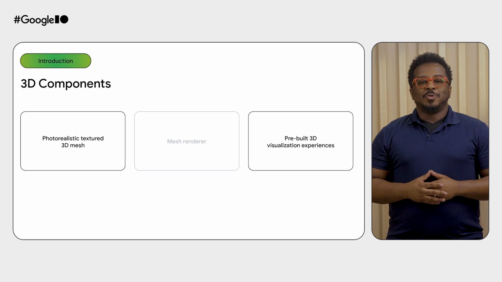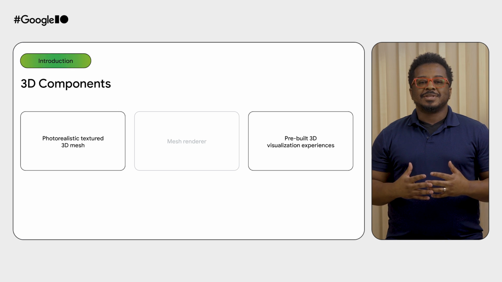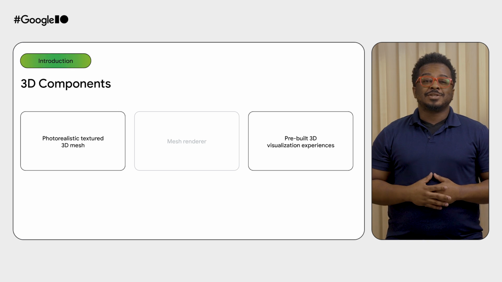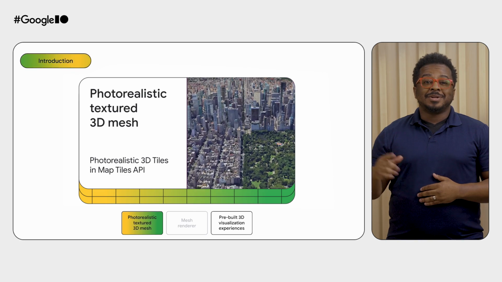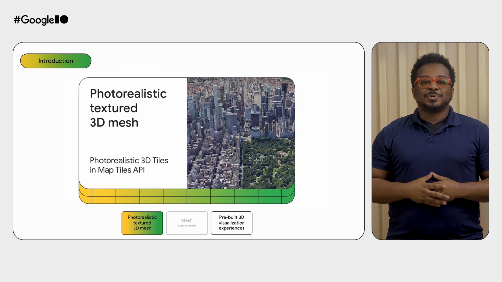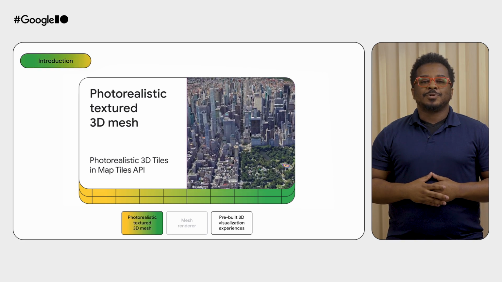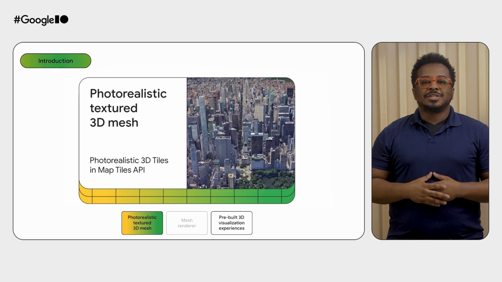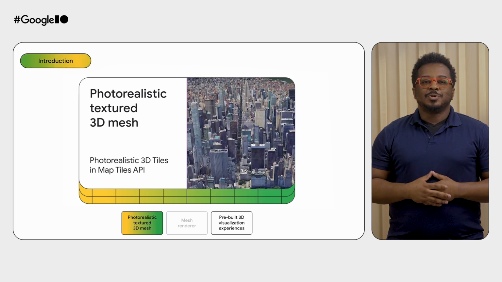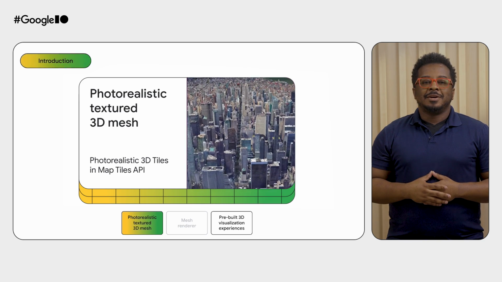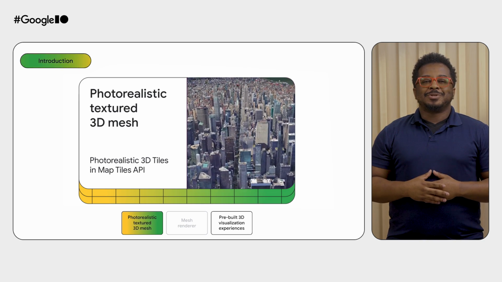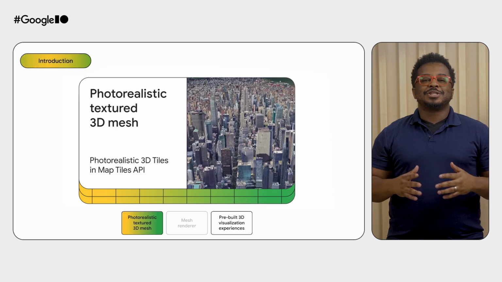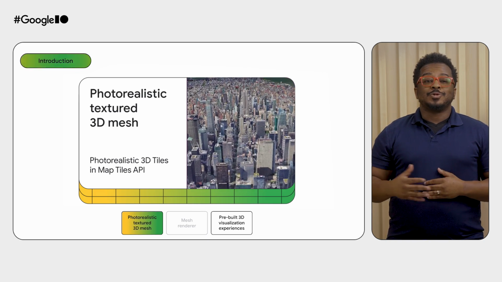Let's get started. Last year at I.O., we walked you through two major components of photorealistic 3D experiences and launched two products to support these components. The first component was a photorealistic textured 3D mesh, which is the foundation for 3D experiences. To give you access to this mesh, we launched photorealistic 3D tiles through the Maps Tiles API. Photorealistic 3D tiles enable developers to create powerful visual experiences using a renderer of your choice.